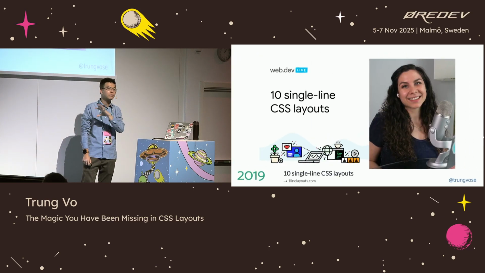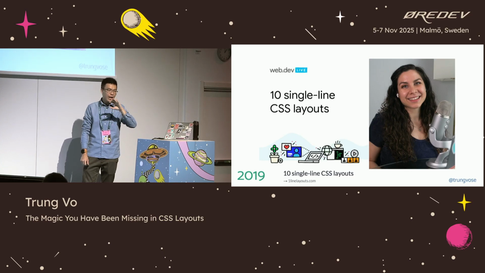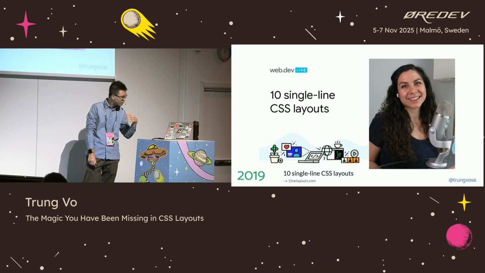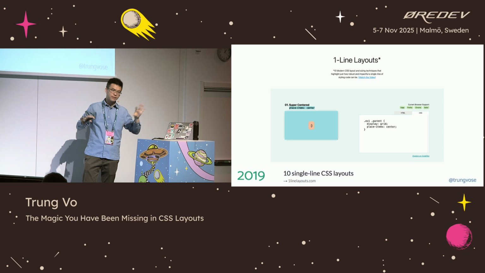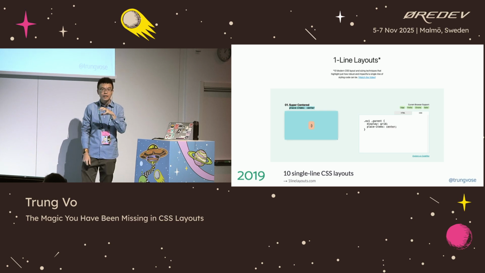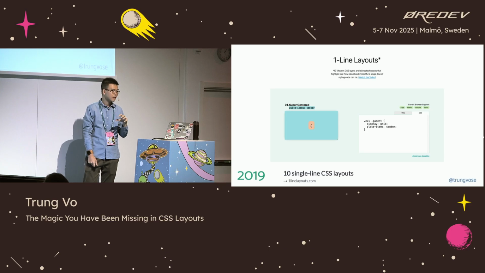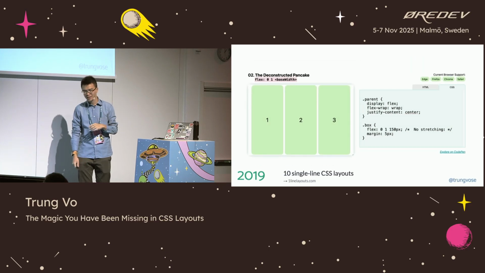I was looking into this tutorial. Has anyone seen it before? Yeah, sure, awesome. Maybe you haven't seen it, but for me, it is one of the most memorable. It's 10 single-line CSS layouts. Essentially, you can achieve quite amazing layouts using one line of CSS. And there's a link at the end, don't worry if you don't manage to take a photo. From simple things like placing something in the center to something they call the constructed pancake.